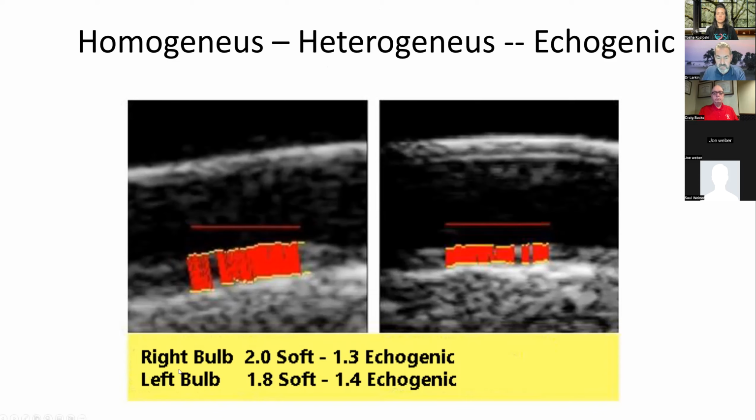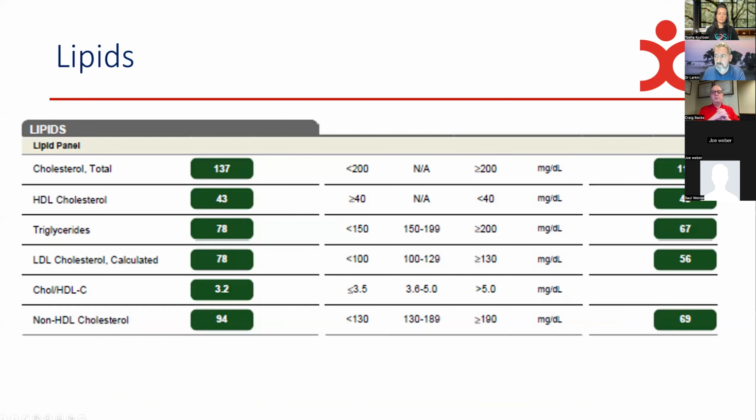So down here, I had a right bulb 2.0 soft that went to 1.3 echogenic, and the left bulb 1.8 soft to 1.4 echogenic. That is the reversal of heart disease, correct? That's the process of reversal, right? Precisely. People ask me all the time, will the plaque go away? And I clarify that, well, the plaque doesn't really go away, but you can heal it. Correct. And that's your goal, to heal and stabilize it. So the risk of rupture and event is virtually nil.